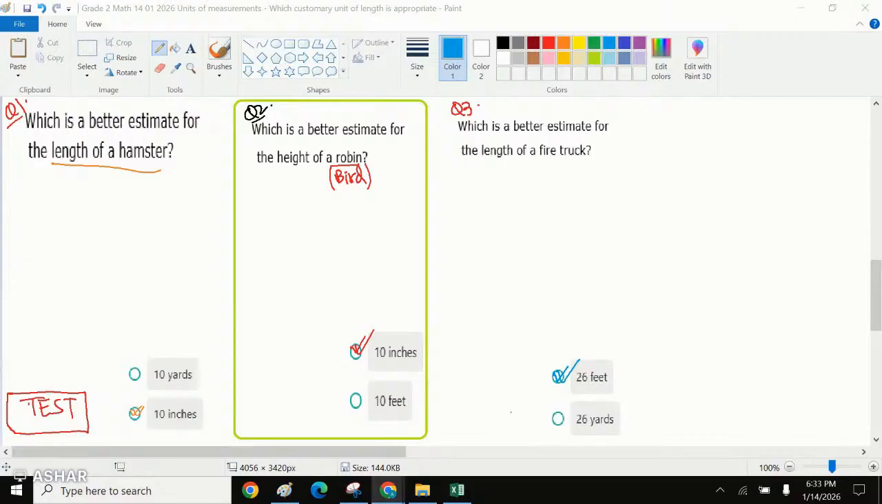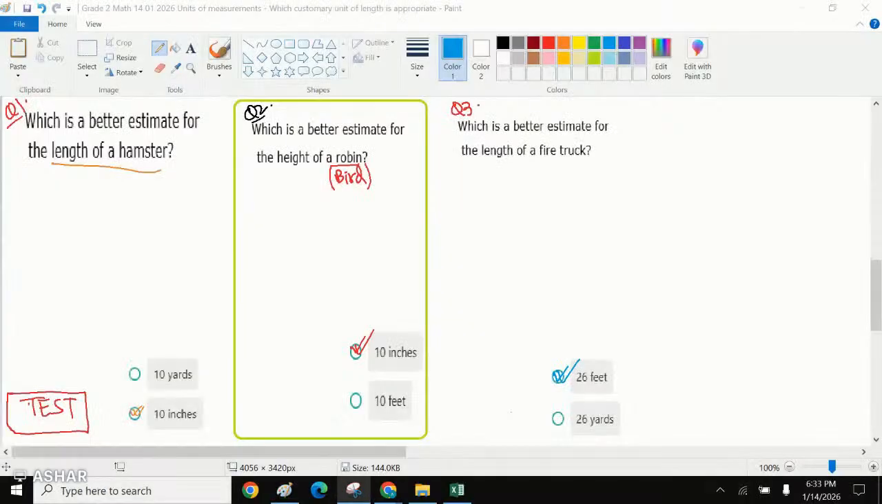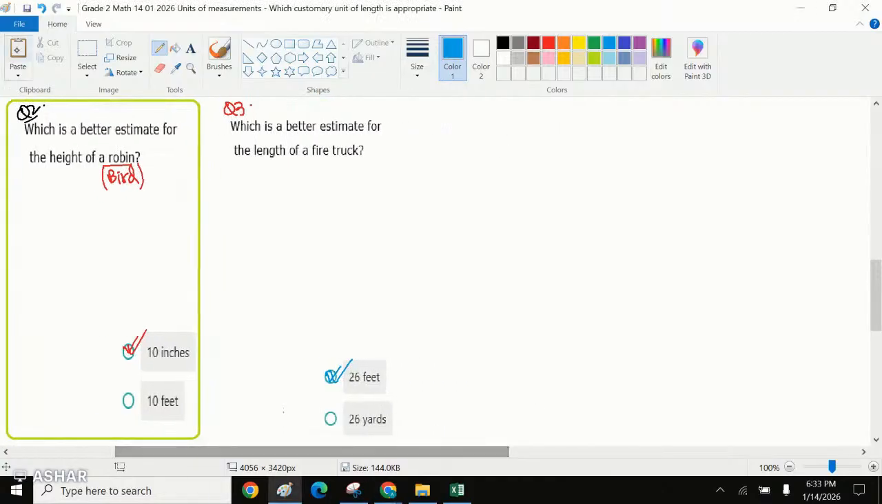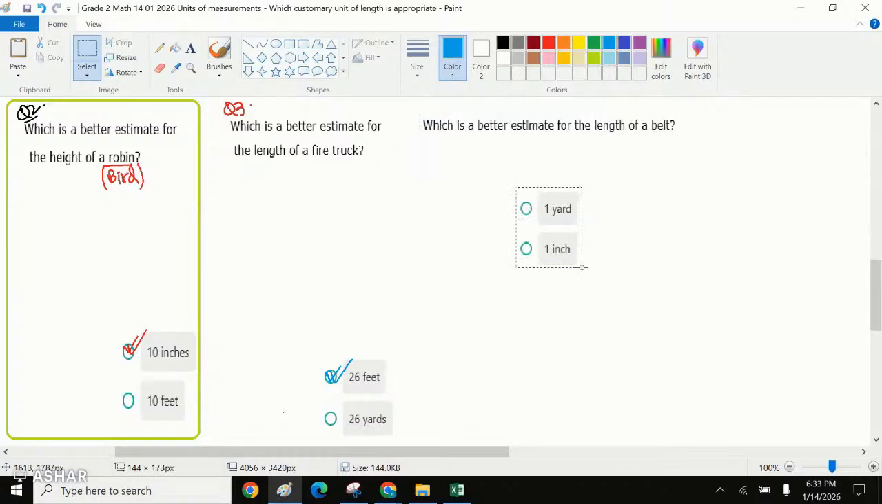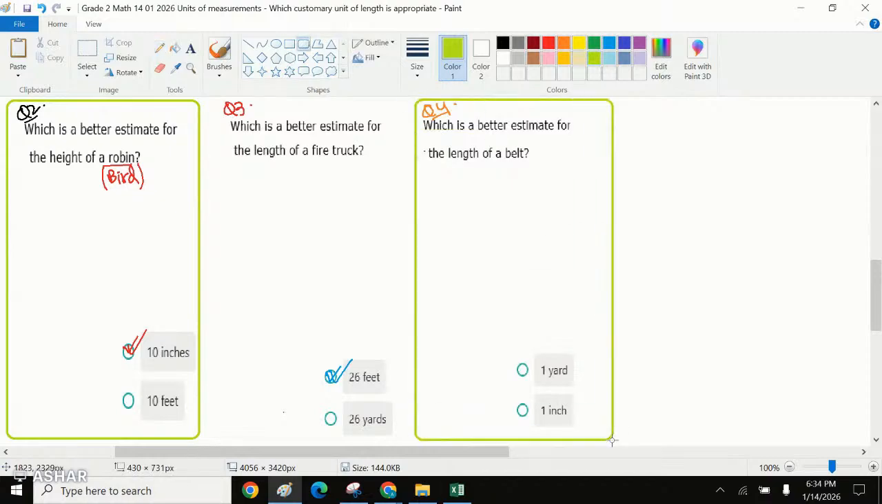Moving on to the next question. We'll try to do as many as we can. If we can complete all, that would be even better, but I would want you to do the remaining if some are left. So the next question is, what is a better estimate for the length of a belt? We did the belt already, but over here it's just a different value. Question number 4 states, which is a better estimate for the length of a belt? Can we have the answer?